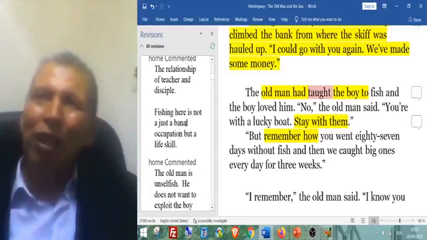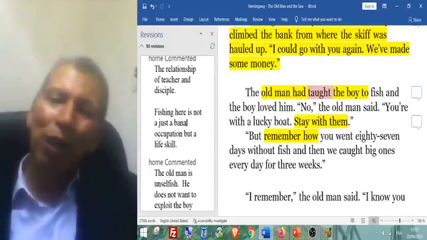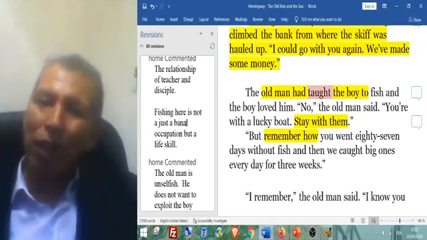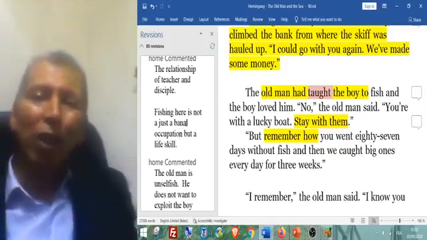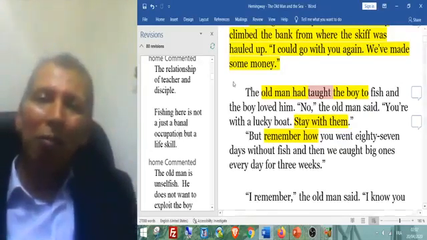It's not an ordinary job. It's more than a job. Fishing here is more than a job. It is a lifestyle and a life skill. And the young boy, Manolo, should be grateful to Santiago for teaching him that.